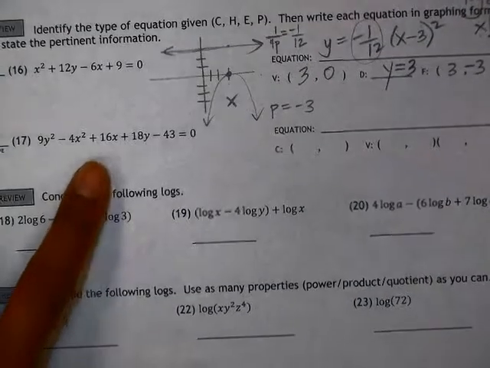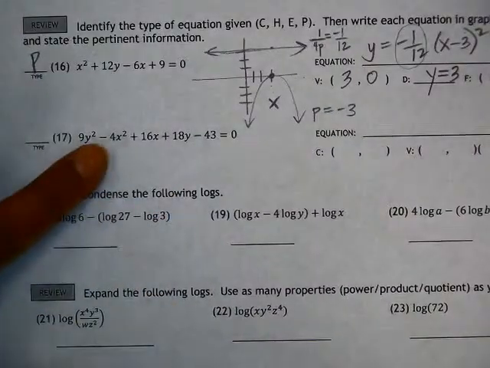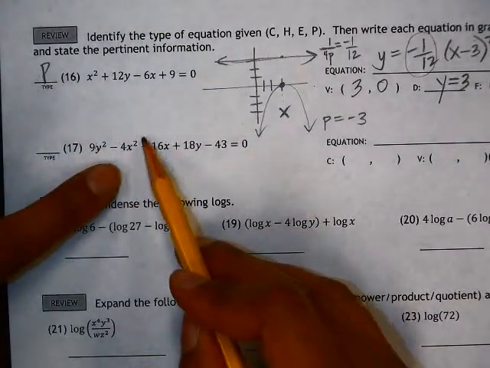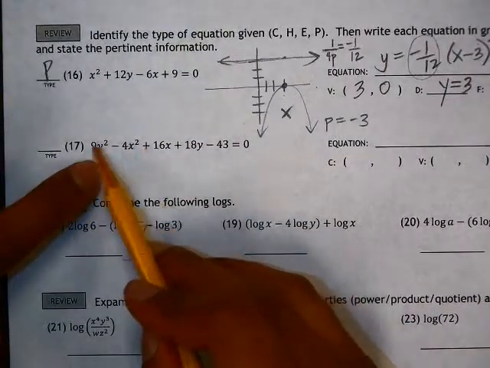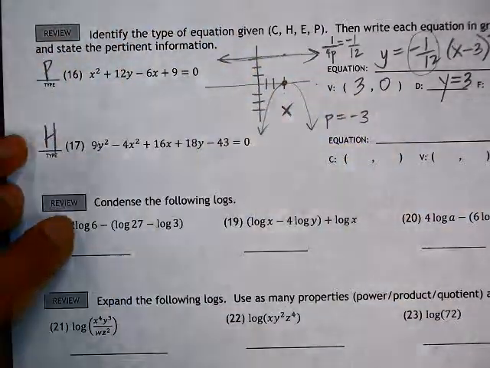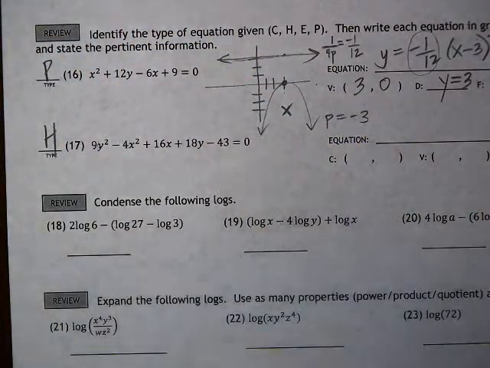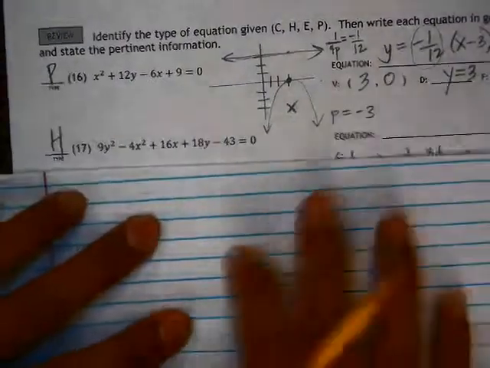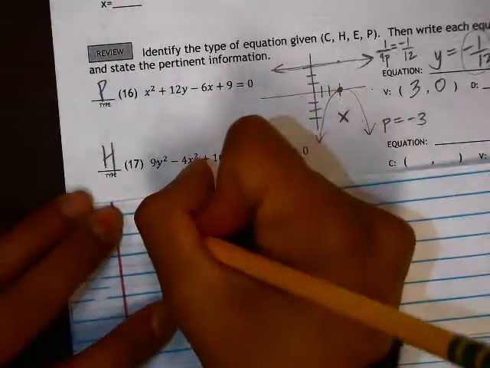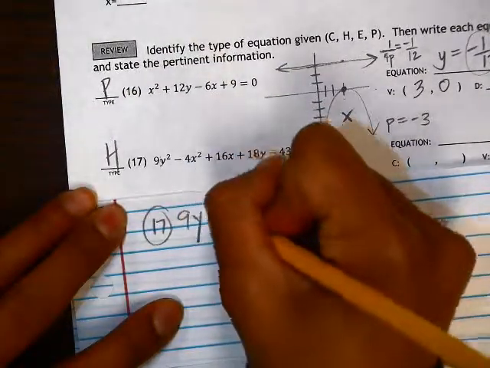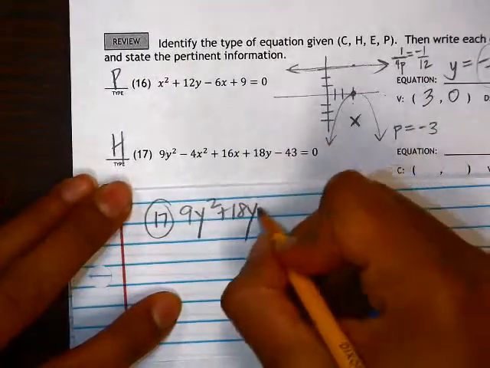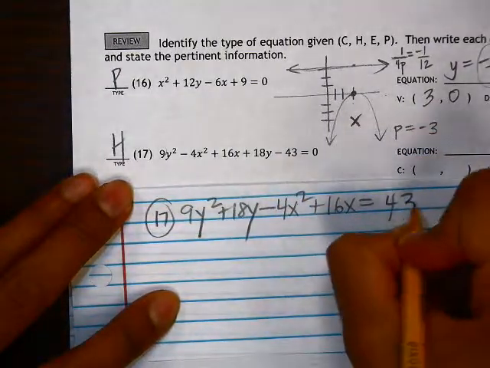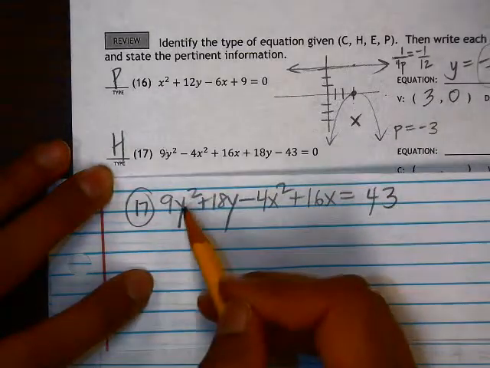Now moving on to number 17, what type of graph is this? We have a positive 9 in front of the y squared, we have a negative 4 in front of the x squared. So the coefficients have different signs, which means it's a hyperbola. So looking at changing this to graphing form, let's group the x's and group the y's. So the y's, 9y squared plus 18y. The x's get grouped. And I'm going to move that 43 over so that I can complete the square for the x's and the y's.